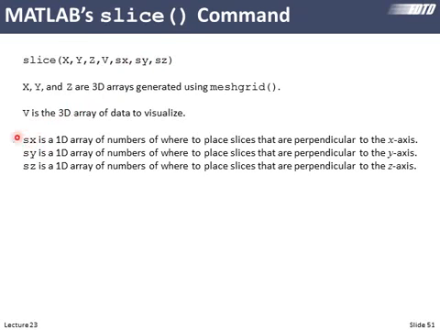Then we give it lists of where we want to place our slices. So SX is a one-dimensional array of positions to place slices that are perpendicular to the x-axis. And likewise, SY is a 1D array of all the different positions of planes that we're going to place distributed along the y-axis that are perpendicular to it. And then the same thing for S sub Z. So we could do any number of slices. The more slices you get, though, it gets a little bit confusing to look at, because the slices hide the other slices, and you end up having to orbit around your graph to see things.